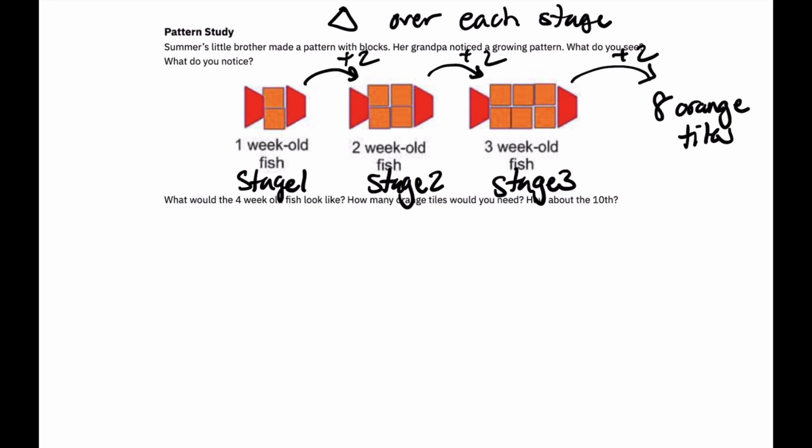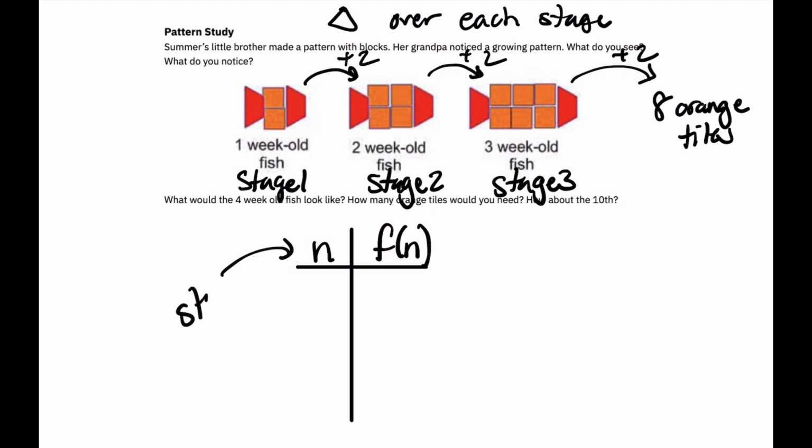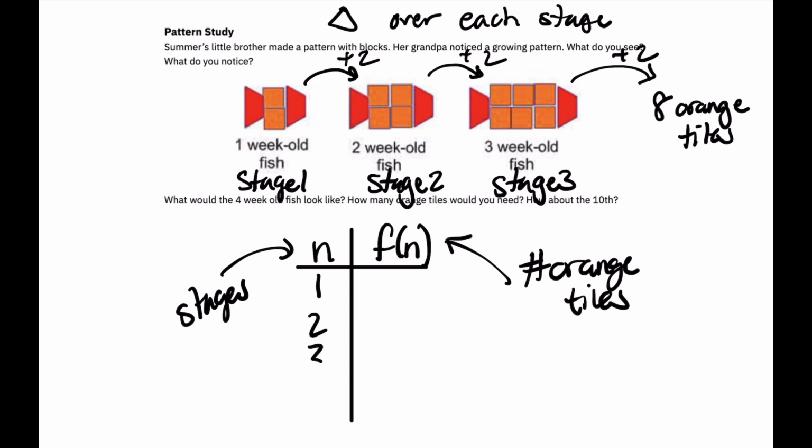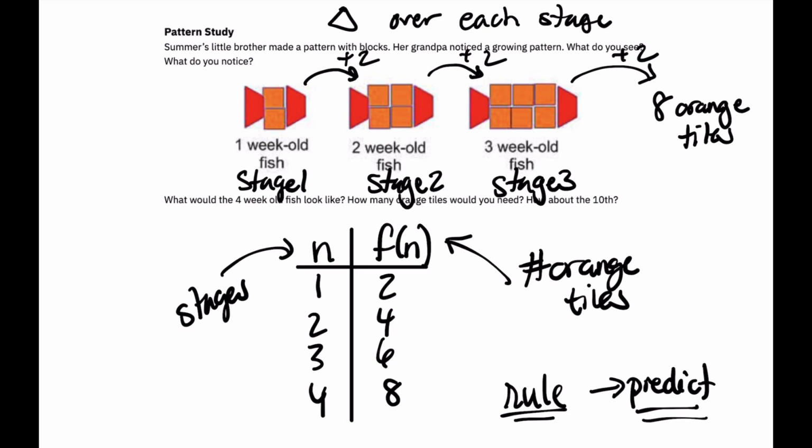So that was when you were little. You've been thinking algebraically from a very young age. Once you got to middle school, you learned to write it in a table. Now that we're in algebra, we're still going to put it into a table, but watch how I'm going to relate it almost as a function. So here I'm going to put the stages and connect it to the number of orange tiles. And as always, just like when you were younger, we're going to try and figure out, could you figure out a rule that would help you predict the number of tiles at any stage?